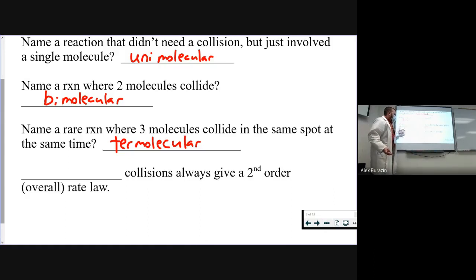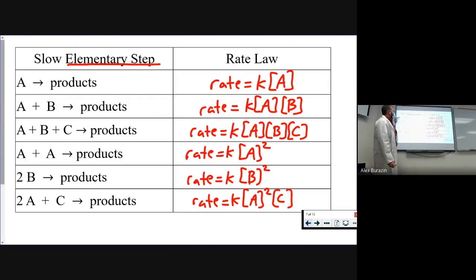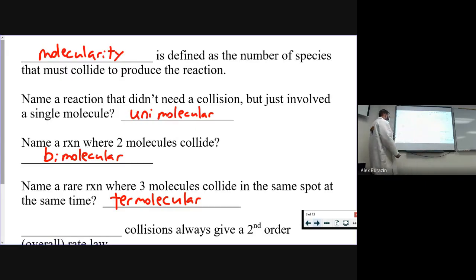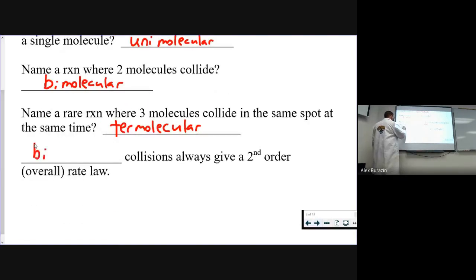Now, what do you get if two molecules smack into each other? You get whatever the order is. If one molecule is all by itself, this is unimolecular, first order. This is bimolecular. There's two of them. It's second order. Termolecular, 3. Okay, so what collisions give a second order? Bimolecular collisions.